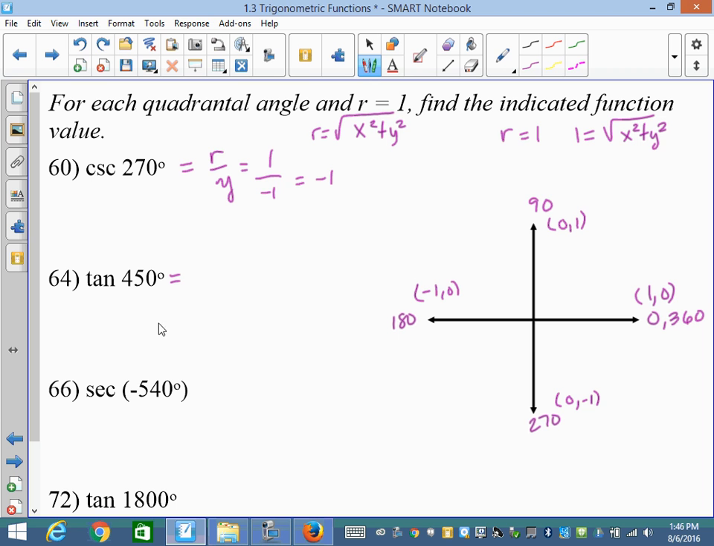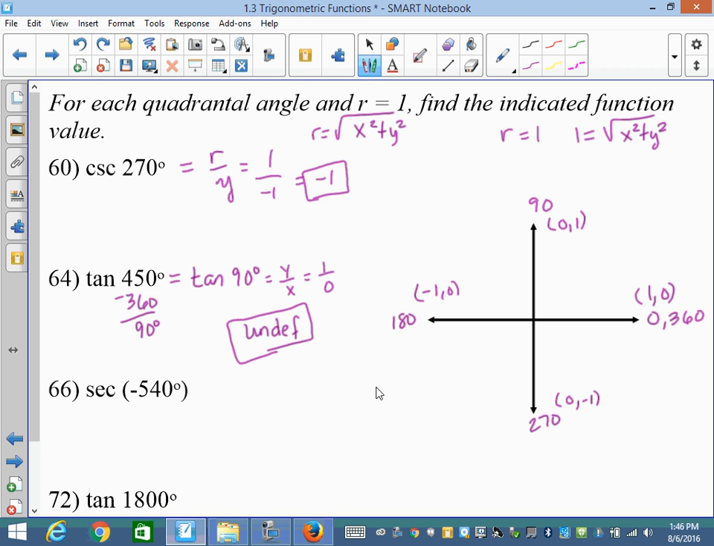450. So tangent of 450 is the same as tangent... if we can subtract 360 from this guy, 450 minus 360 is going to give us 90. So it's the same as tangent of 90 degrees. And this is y over x, which is 1 over 0, or undefined. Ladies and gentlemen, please remember you cannot divide by 0.